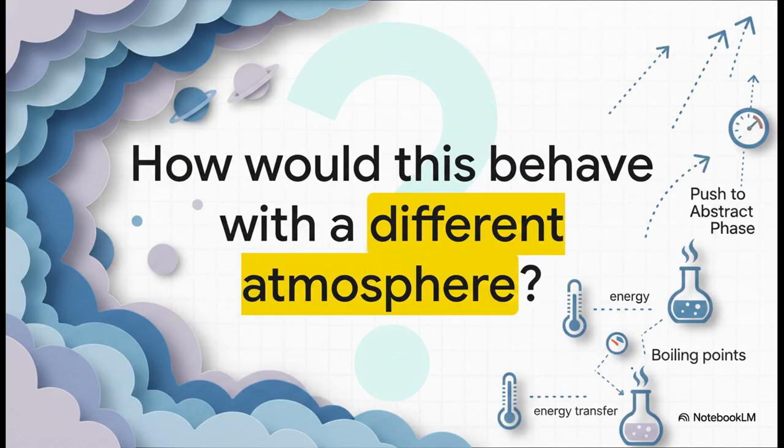Finally, we push to the very top, the abstract phase. You drop this on them. Based on our model of energy transfer, how would this system behave on a planet with a completely different atmosphere? Boom. You've taken the student completely out of your physical classroom.